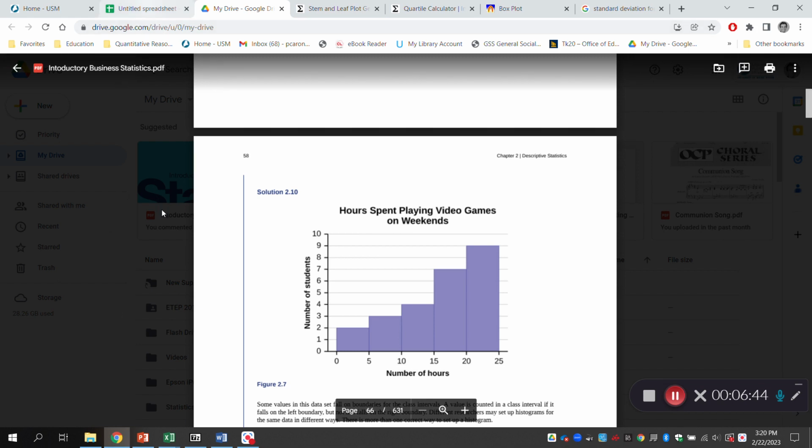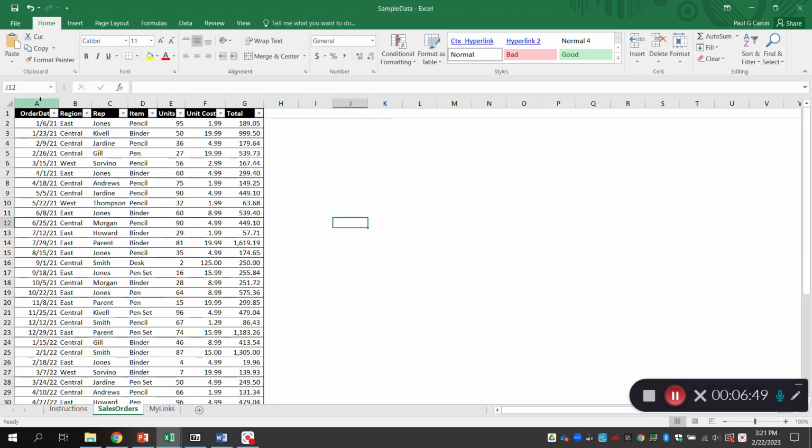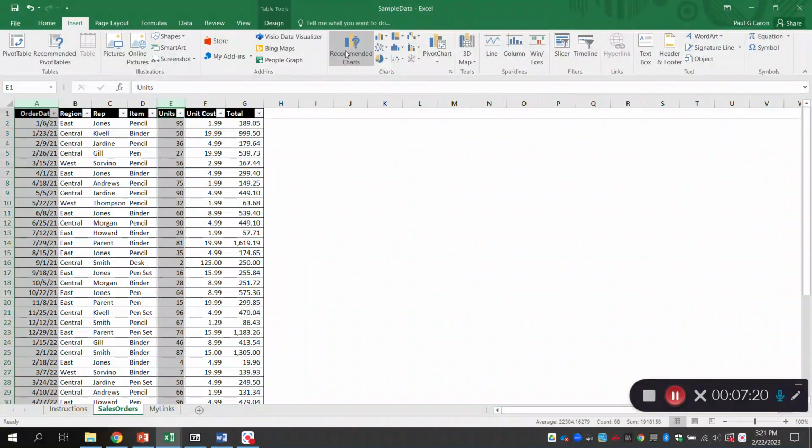I will start with Excel for this particular one, and I'm going to make a histogram from the order date, and I'm going to make it with the units of these different types of things they bought at the office: pencil, binders, pen sets, and so on. So I'm going to highlight. If you're on Excel, you highlight this particular column, and I hold my control button down if I'm using a PC, and then I will now insert a chart and a recommended chart.